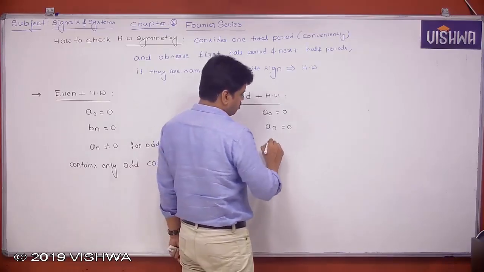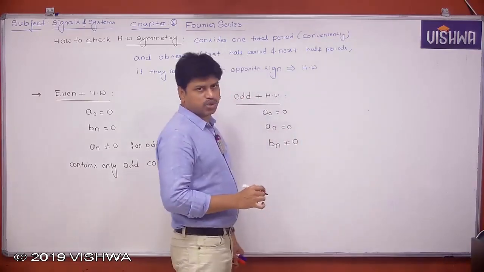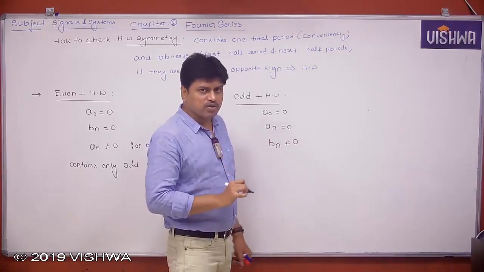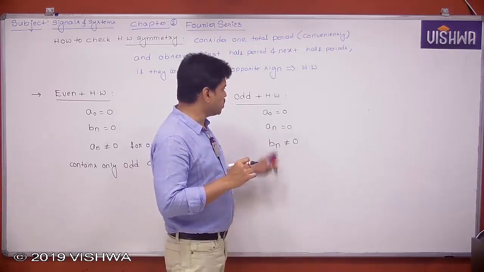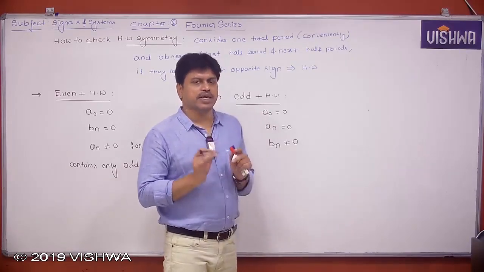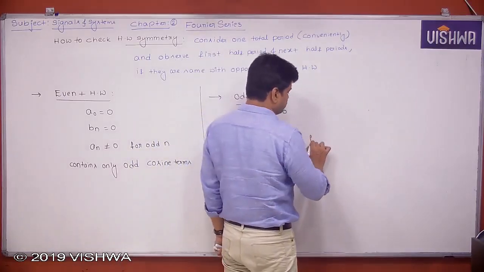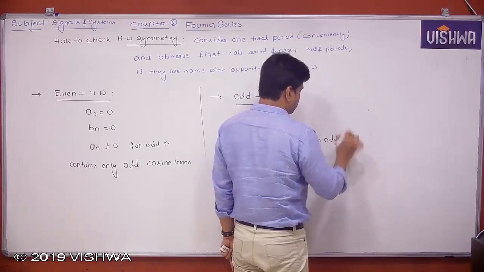Next, Bn only is present, Bn is not equal to 0. But is this Bn not equal to 0 for all values of n? No, it is only for odd values of n. Why? I told you, because it is a half wave symmetry, it contains only odd harmonics. So that means for odd n.